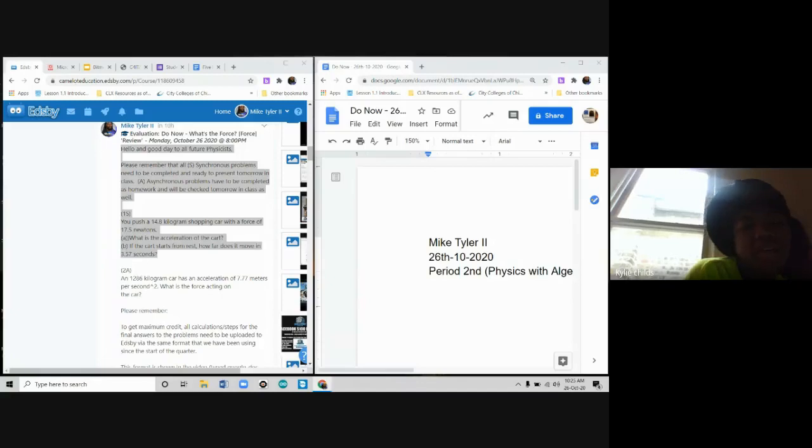You push a 14.8 kilogram shopping cart with a force of 17.5 newtons. What is the acceleration of the cart? If the cart starts from rest, how far does it move in 3.57 seconds?